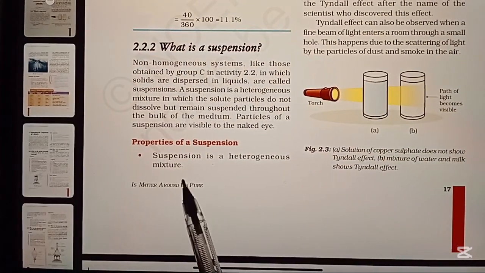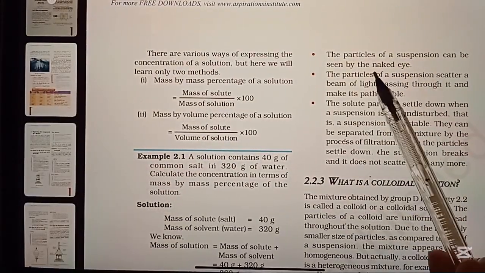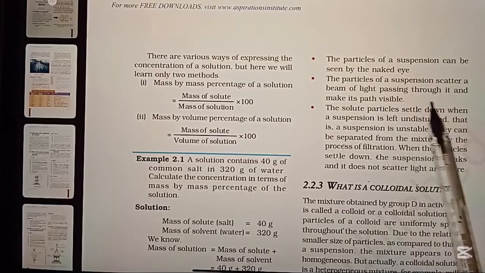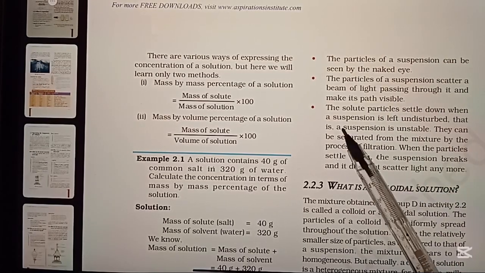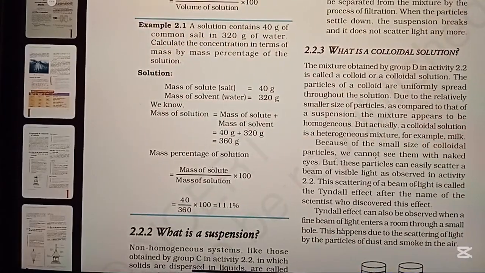Now we look at the properties of a suspension. Suspension is a heterogeneous mixture. The particles can be seen by the naked eye. The particles of a suspension are scattered and it can scatter the beam of light passing through it. And the solute particles settle down. So that is what we call a precipitate.